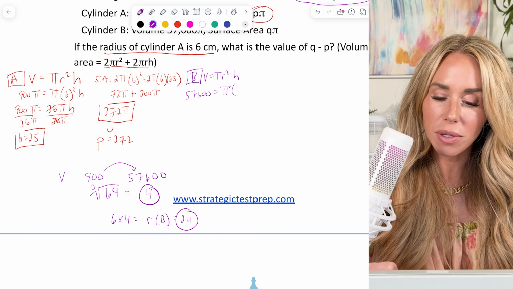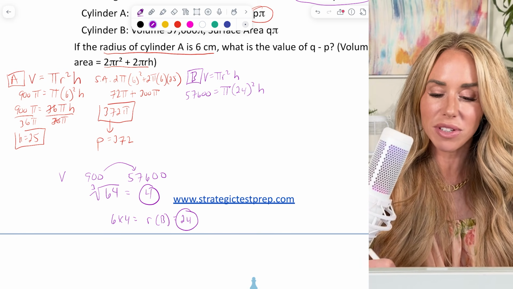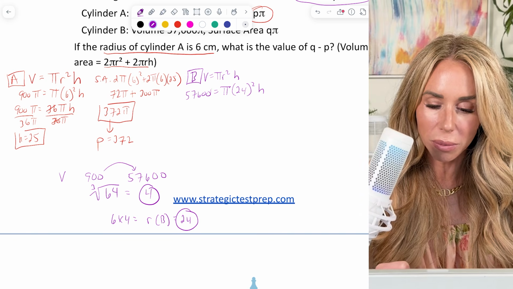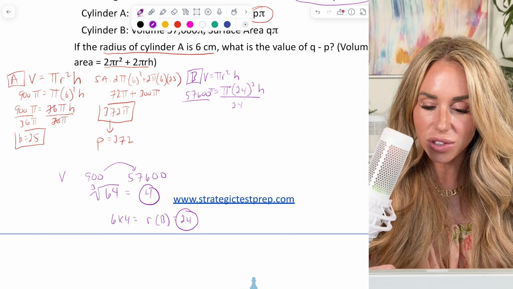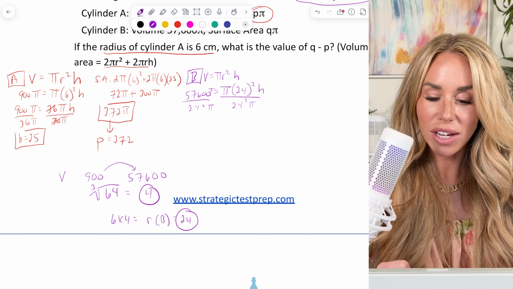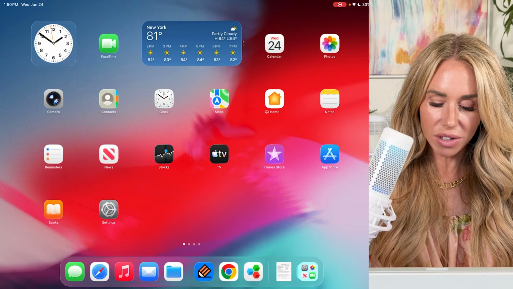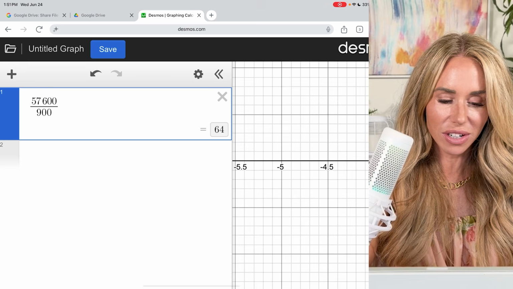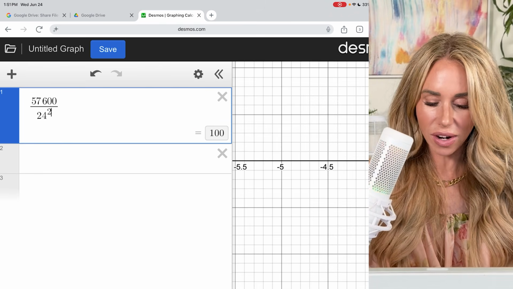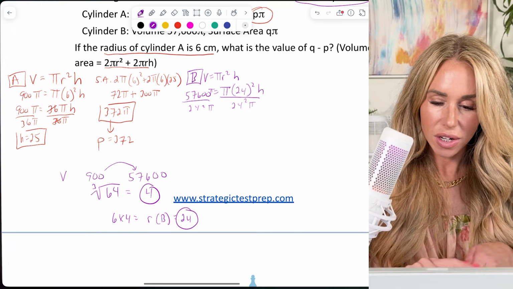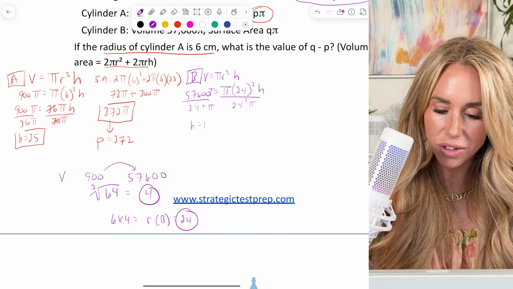Okay, so I'm going to put that in here. Pi times 24 squared times h. Oops, I should put a pi here. Now we can divide by 24 squared pi, and we can get the h. So I've got 57,600 divided by 24 squared pi, which is 100. Okay, perfect. So our height in cylinder B is 100.